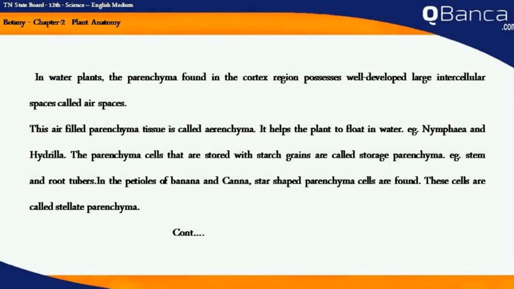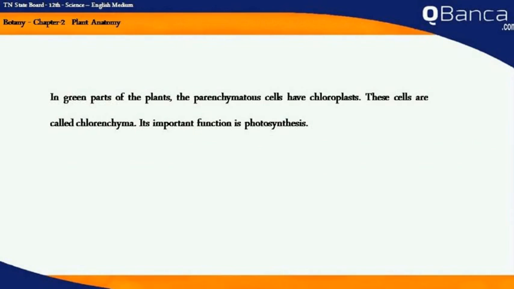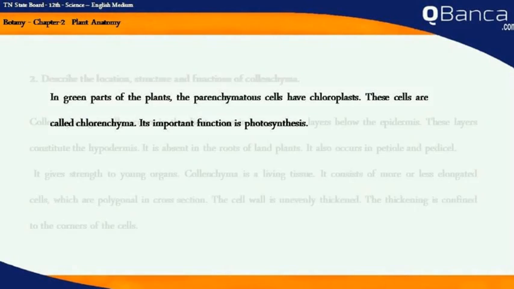In the petioles of banana and canna, star-shaped parenchyma cells are found. These cells are called stellate parenchyma. In green parts of the plant, the parenchymatous cells have chloroplast. These cells are called chlorenchyma. Its important function is photosynthesis.